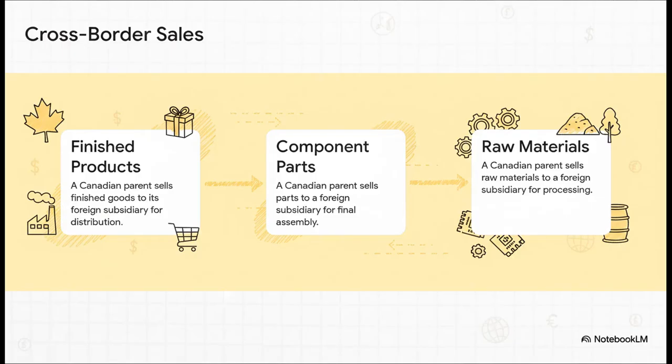Imagine a Canadian parent company. Maybe it sells its finished products to a subsidiary in France for distribution, or maybe it ships component parts to a factory in Mexico for final assembly, or it could even be selling raw materials to a plant in Germany for processing. In every single one of these cases, what you have is an internal, cross-border sale, and the price tag on that sale, that's what we call the transfer price.